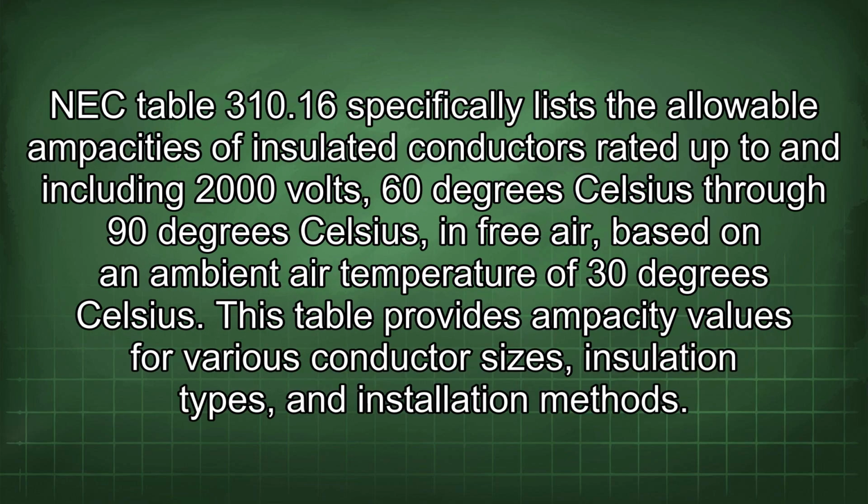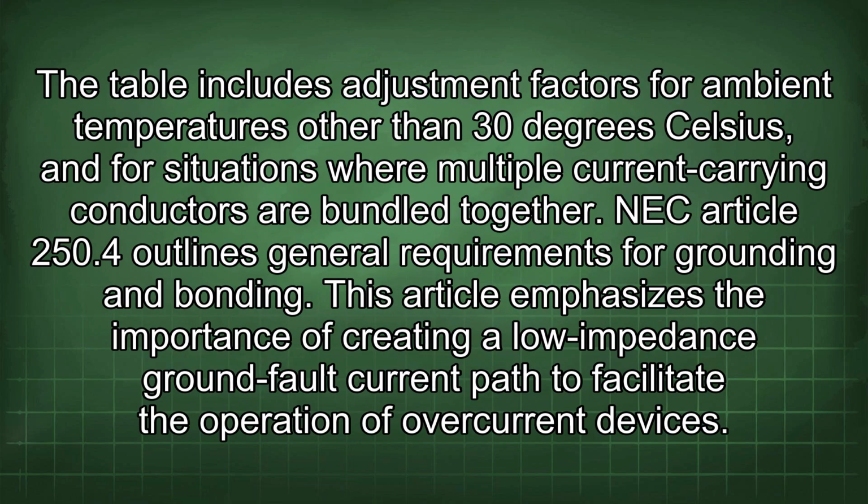NEC Table 310.16 specifically lists the allowable ampacities of insulated conductors rated up to and including 2000 volts, 60 degrees Celsius through 90 degrees Celsius, in free air, based on an ambient air temperature of 30 degrees Celsius. This table provides ampacity values for various conductor sizes, insulation types, and installation methods. The table includes adjustment factors for ambient temperatures other than 30 degrees Celsius, and for situations where multiple current-carrying conductors are bundled together.